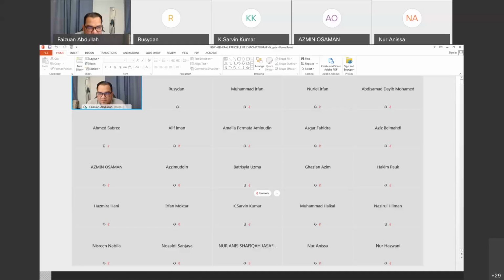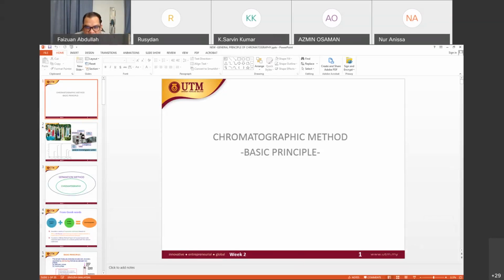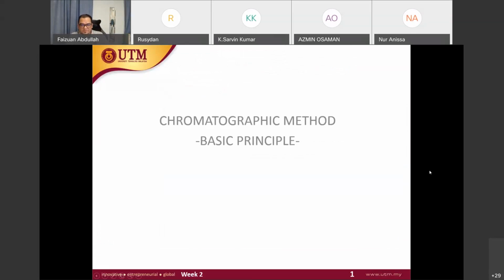Okay, compound containing carbon. Okay, carbon and hydrogen. Good. That is the basic thing about organic. We are now discussing organic analyte. So organic means the compounds that contain carbon and hydrogen.